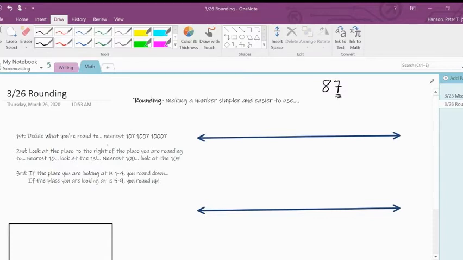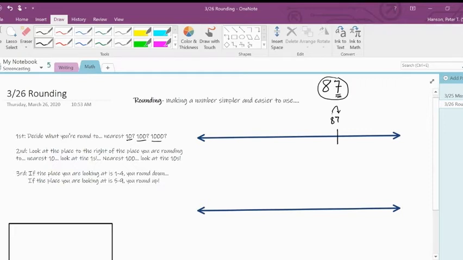The first step is that you've got to decide whether you're going to round to the nearest 10 or the nearest 100. You might even decide that you're rounding to the nearest 1,000, depending on what number you're using. In this case, with my number 87, it makes the most sense to round to the nearest 10. I'm going to place 87 on my number line here. I'm rounding to the nearest 10, so I'm going to look at my ones.